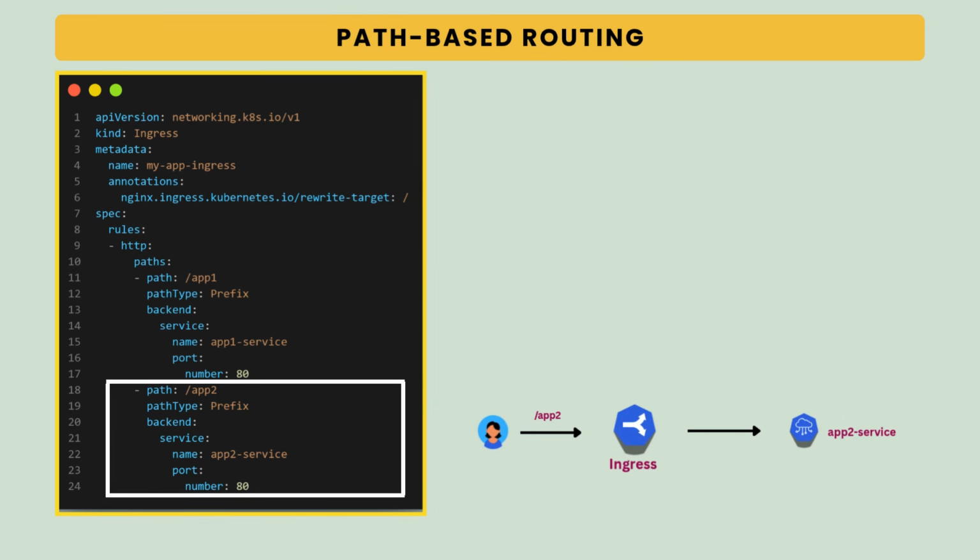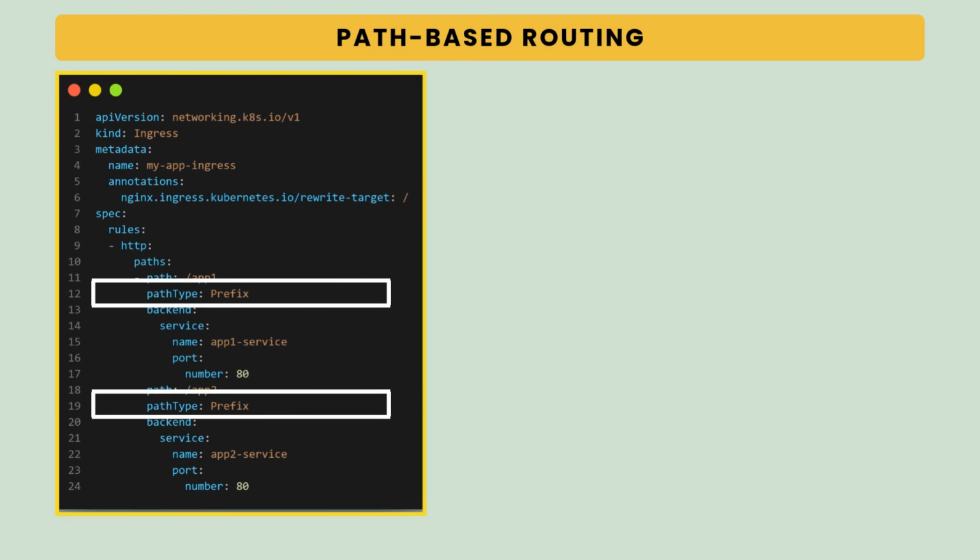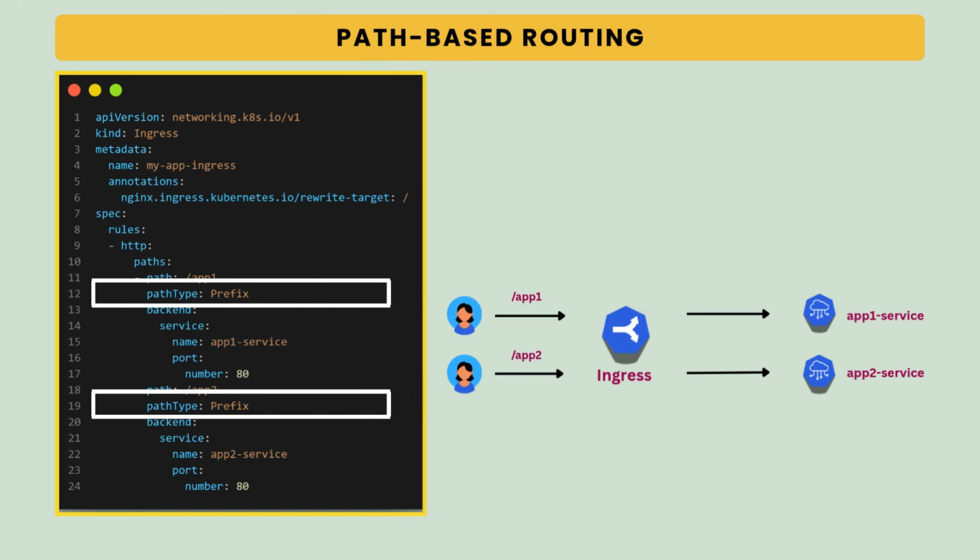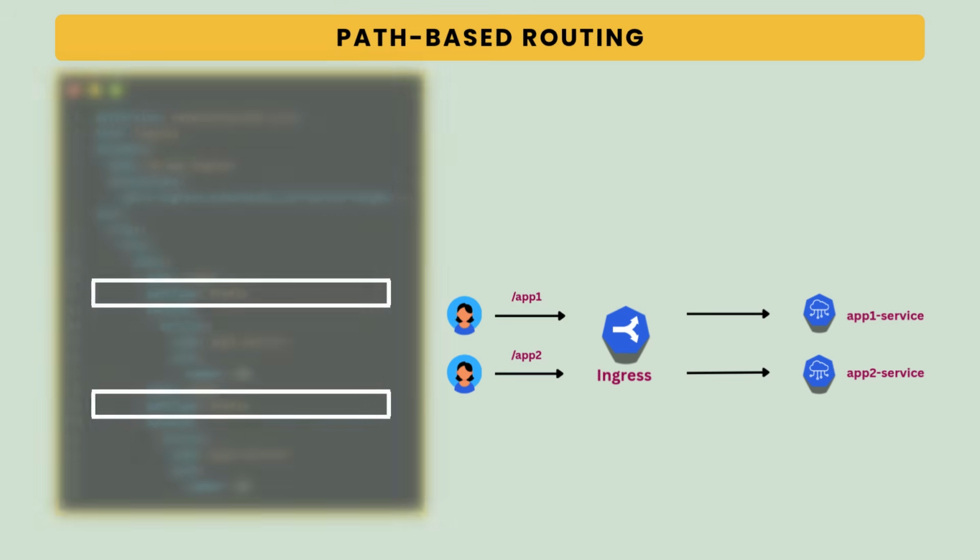Then we have added another route for /app2, which will send all the traffic coming to /app2 towards the app2 service. The path type we are using here is prefix, which means any URL starting with /app1 or /app2 will match these paths and be forwarded to their respective services. App1 service and app2 service.